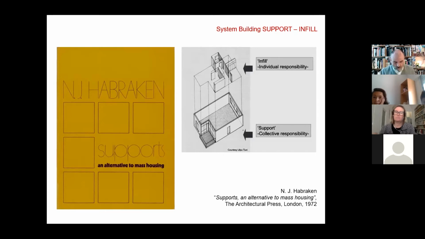An architect who studied deeply this question was John Habraken, who is a Dutch architect, who moved to United States for quite a long period, and he was the director of the school in the MIT in Boston, the School of Architecture in MIT in Boston. He wrote some very interesting books, and the fundamental one, the first one, is the book Support, an Alternative to Mass Housing, where he expressed his theory about support and infill.